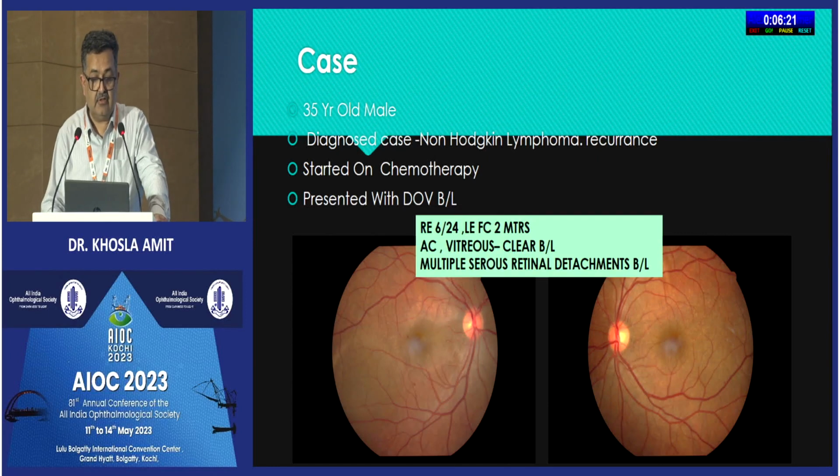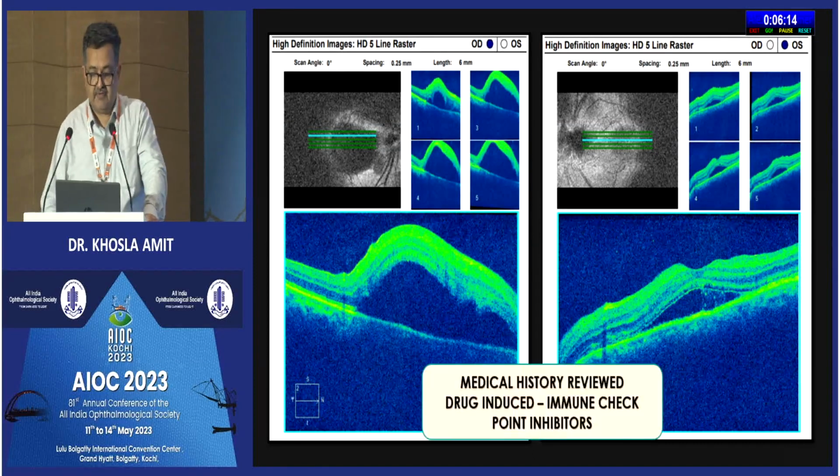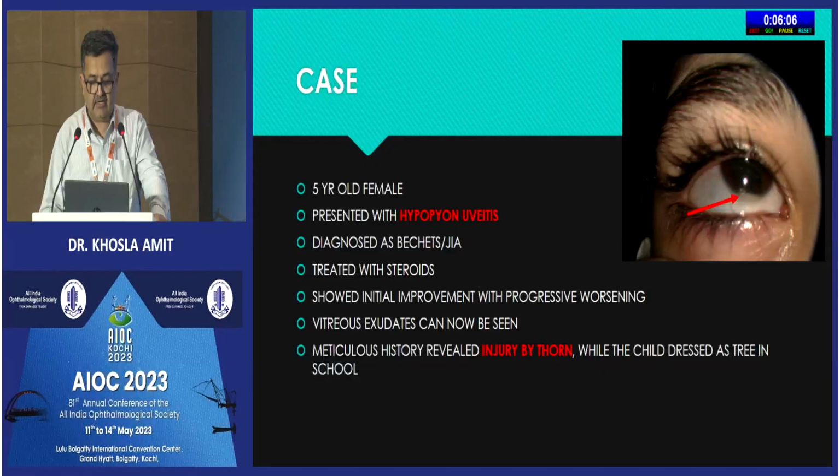Here's a patient of 35 years who came with blurring of vision, looks like VKH, right? But we checked, and the patient was on checkpoint inhibitors, which itself can cause uveitis. So it's important that the history should also be taken before you make a diagnosis.